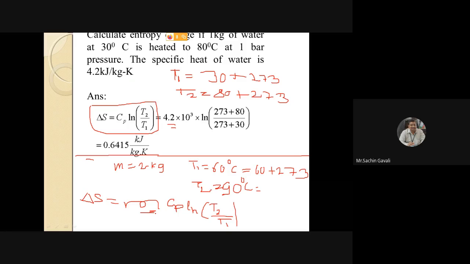The answer I want fast. 0.72 kilojoule per Kelvin. Here Kunal, kg is not required because we are multiplying the mass. Therefore, the answer will be 0.72.